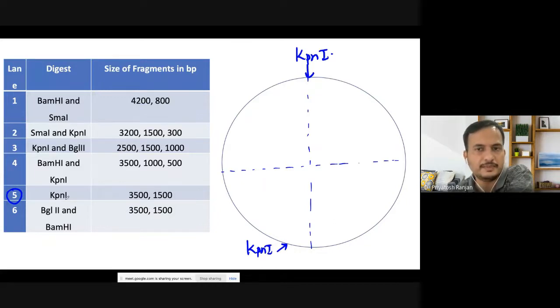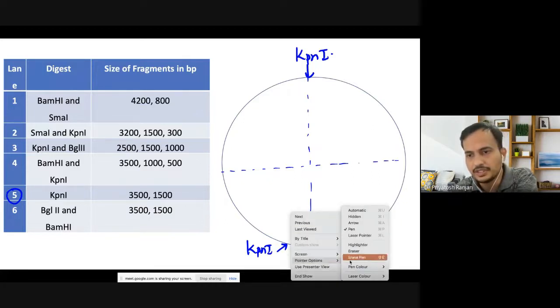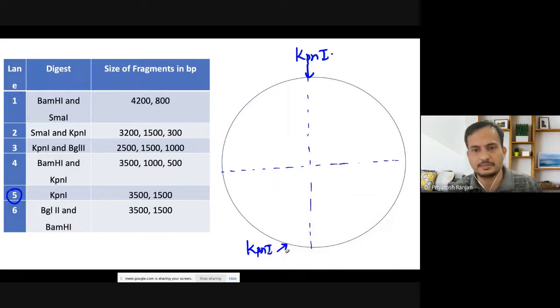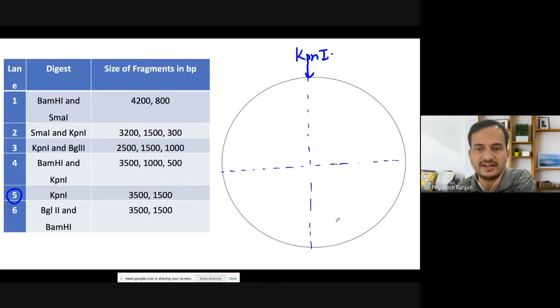If I'm placing these two KpnI sites in such a way that it is going to result in 3500, not really. I should rather move the other arrow a bit more. Not here, because what I said is it's going to generate fragments of 3500 and 1500. So 12.5, 12.5, 25, and then approximately half of it is going to be close to somewhere here. I'll draw somewhere here.